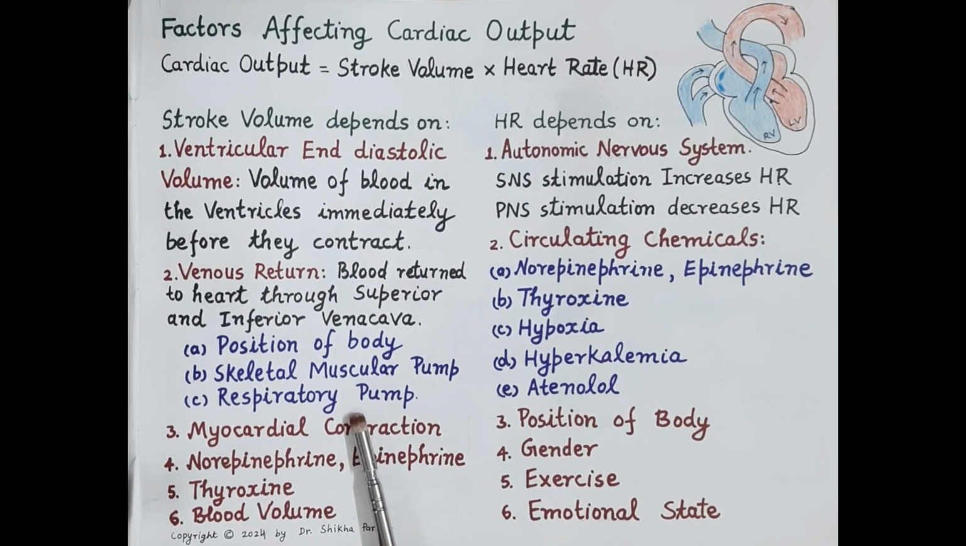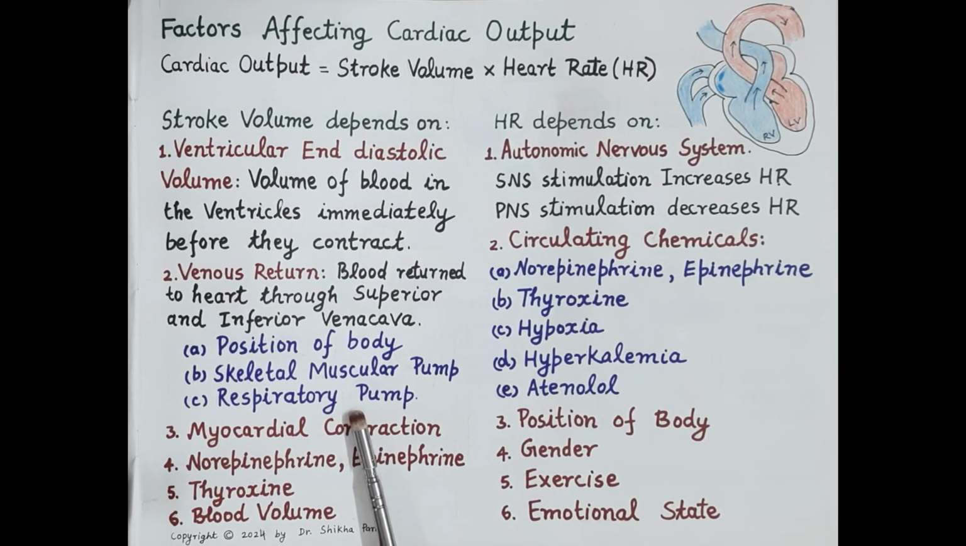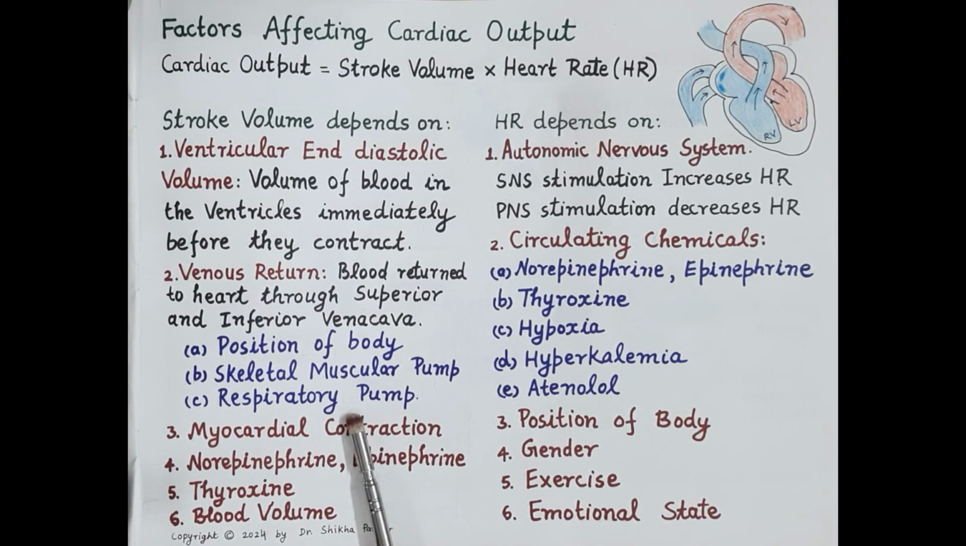Another important factor is the functioning of the respiratory pump. Now, while breathing, during inspiration, the chest expands and this creates negative pressure within the chest. Now, this negative pressure pushes the blood from the head and from the arms towards the heart. So, this also increases the venous return and further increases the cardiac output.